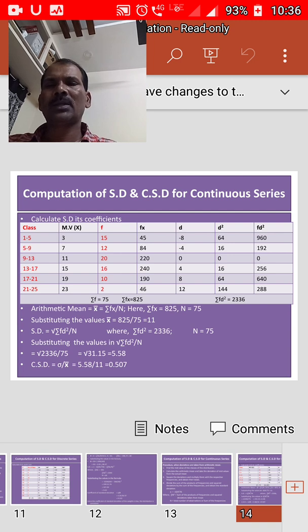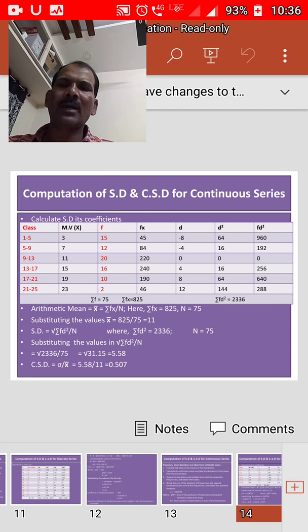Now we substitute the same in the formula. Standard deviation is equal to under root sigma fd square by n. Sigma fd square, we know, is 2336, by n, 75. Under root 2336 by 75 is equal to under root 31.15, which is equal to 5.58.